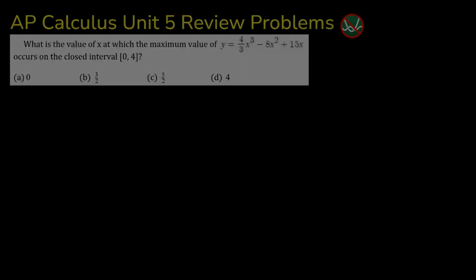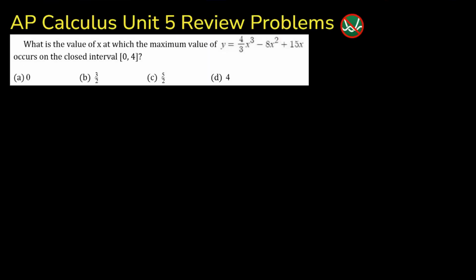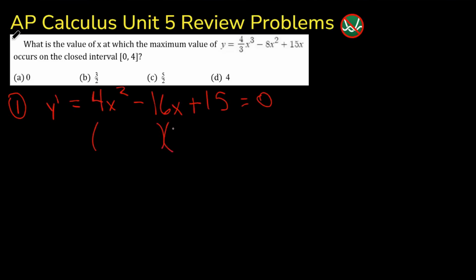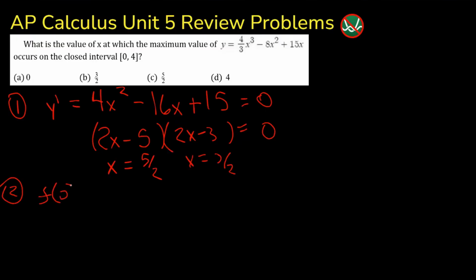Let's jump in. What is the value of x at which the max value of y occurs on the closed interval 0 to 4? So this is a candidate's test problem. First thing we want to do is identify the critical numbers. So we set the derivative equal to 0 and then factor. And the critical numbers are x equals 5 halves and x equals 3 halves. Second, you want to evaluate the function at the endpoints and critical points on the interval.